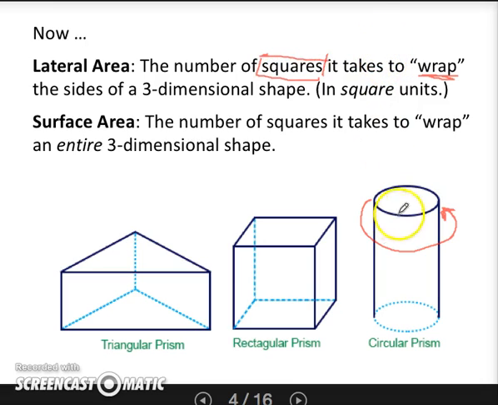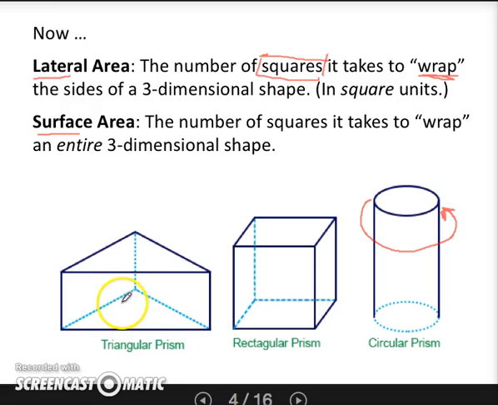So even though we're dealing with three-dimensional shapes here, when we talk about lateral and surface area, we are talking about something two-dimensional. Think of it as a piece of wrapping paper, or you could think of it as covering the sides of something with little stickers that are shaped like squares. How many square stickers would it take to cover the sides of something?